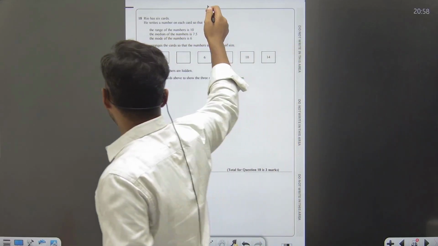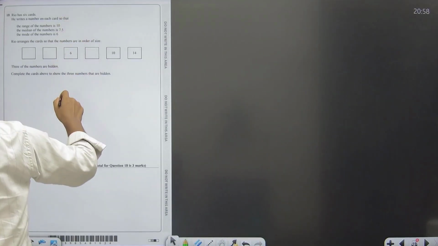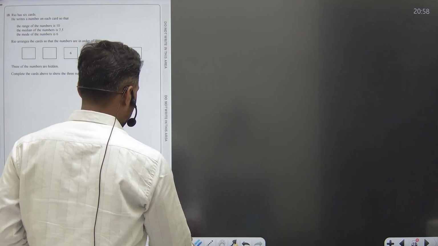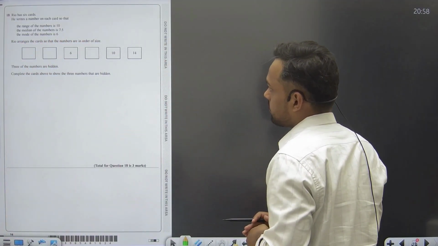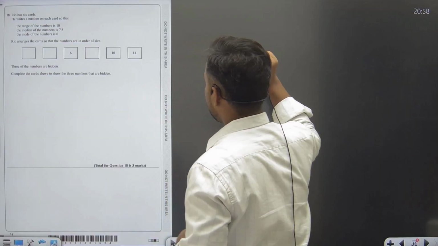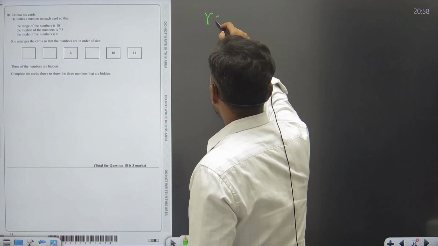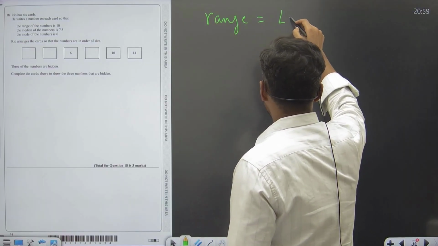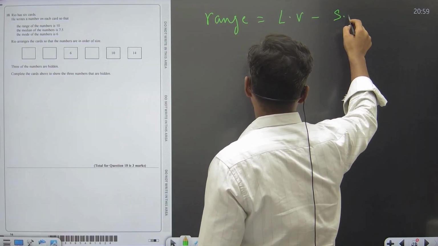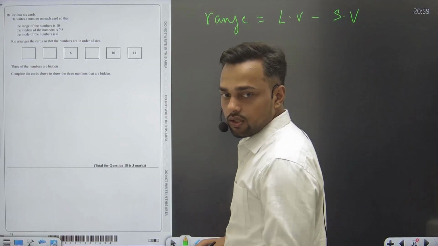Yeah, Rio has 6 cards. He writes a number on each card so that the range of the number is 10, the median of the number is 7.5, the mode of the number is 6. The range of the number is 10. What we know is that range is given by larger value negative of smaller value. Larger value negative of smaller value.